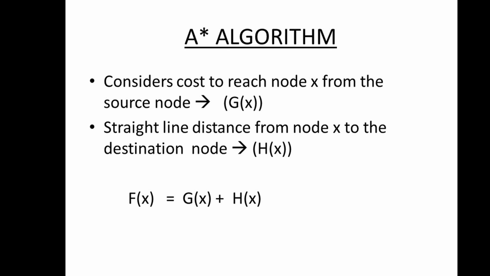But in the case of the A-star algorithm, it also takes into account the cost it takes to reach a node from the source node. That is called g of x. Along with the heuristic, it will use this. So h of x is also used, and it uses g of x, which is the cost to go to the node x. h of x is the cost or straight line heuristic value to go from x to the destination node. So it uses both, so it gives an optimal answer.